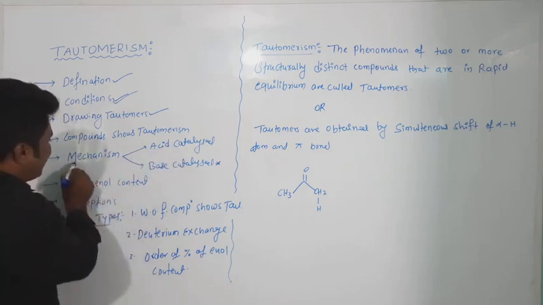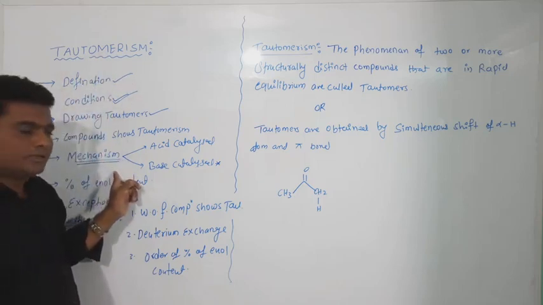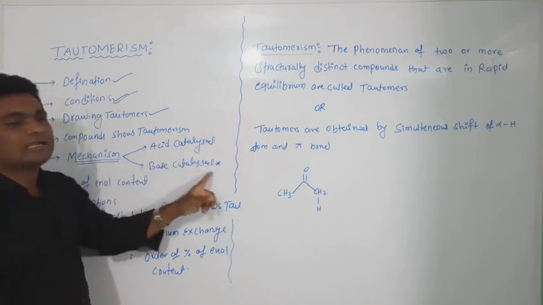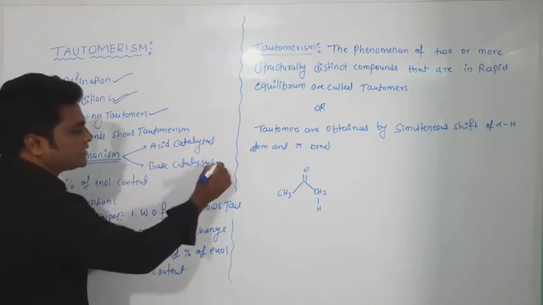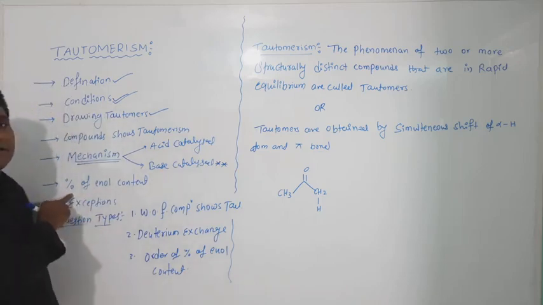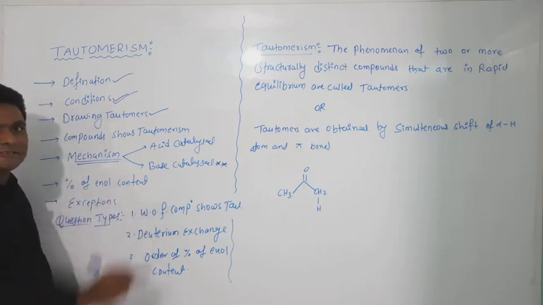Next is the mechanism of tautomerism. The tautomerism mechanism is of two different types: acid catalyzed mechanism and base catalyzed mechanism, and the base catalyzed mechanism is very important. And the last is the percentage of enol content, with exception cases.